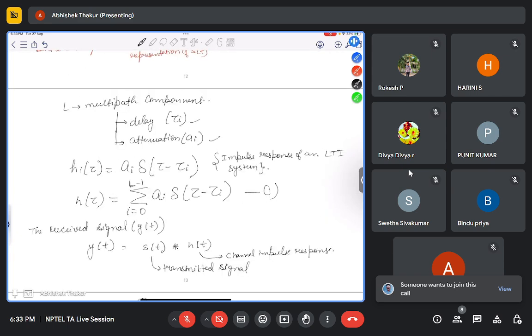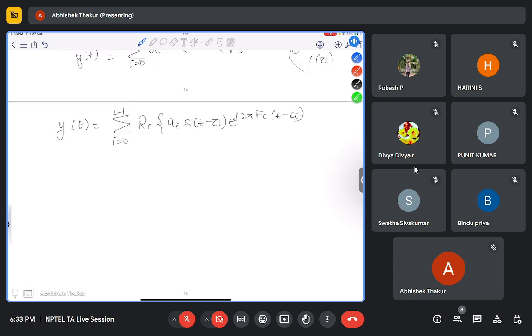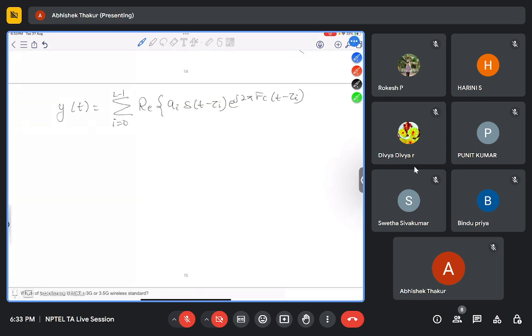So here we have used the equation of this s(t), that is given as s_b(t) e to the power j 2 pi fc t. So now here t we have transformed to t minus tau_i. So with that we will get the equation finally. This is our s of t minus tau_i e to the power j 2 pi fc (t minus tau_i).